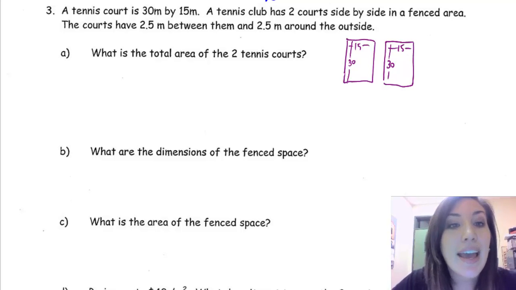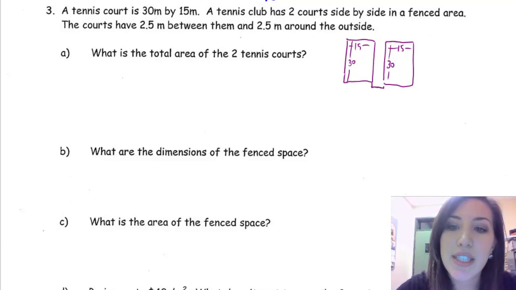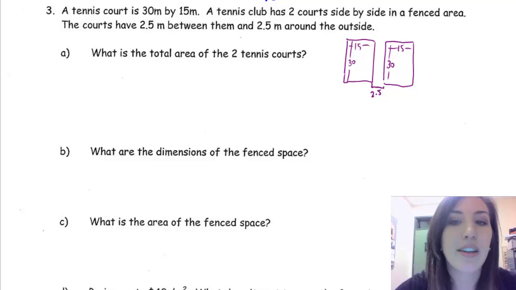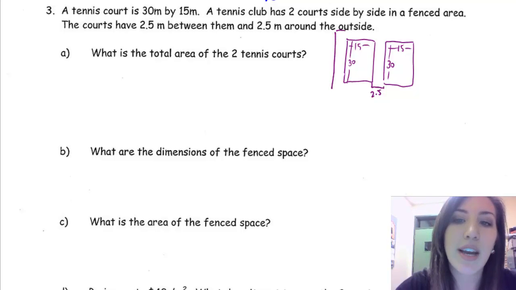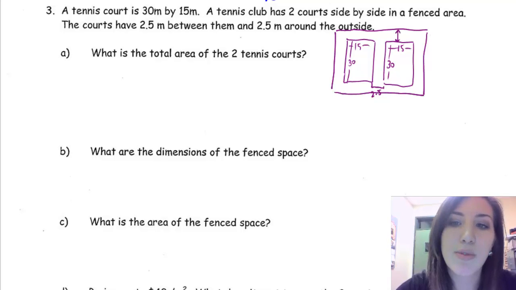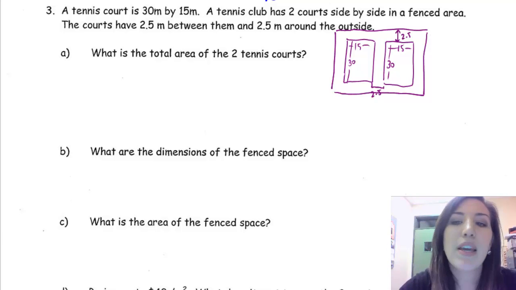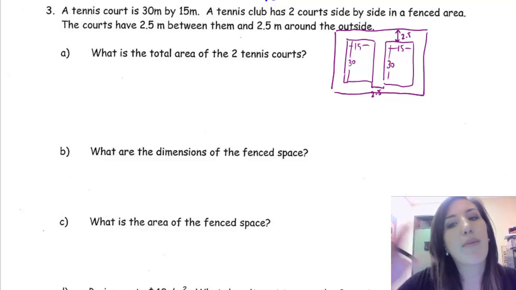Okay, and the courts have 2.5 meters between them. So this length right here is 2.5 meters, and 2.5 meters around the whole outside. So this is the whole outside where the fence is, the fenced area, which has 2 courts, and this length between the courts and the fence is 2.5. So we have 2 courts, 15 by 30. They have 2.5 meters in between them and 2.5 meters between them and the outside fence.